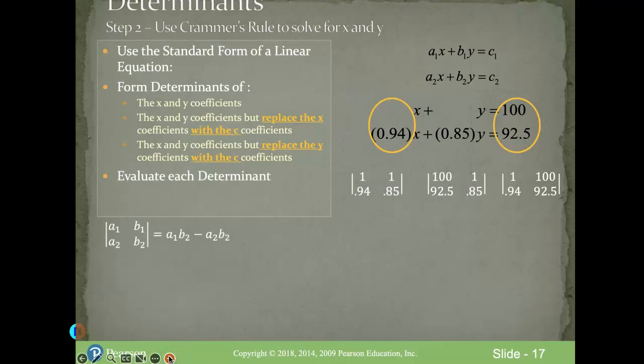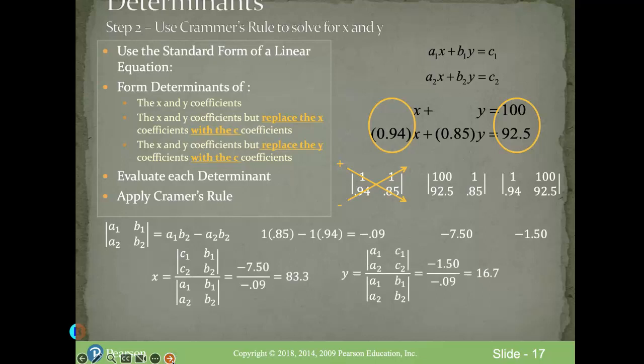Next, we evaluate these determinants. Now, I didn't speak to this earlier in the first slide, but you have already read about it, I'm sure, from section 5.4. To evaluate a determinant, you multiply through these diagonals and subtract those products. Specifically, you multiply through in this way. 1 times 0.85 minus 0.94 times 1. That gives us a value for that first determinant of negative 0.09. Do the same process for the other two. Notice these values, that this next one should be negative 7.5. The last one is negative 1.5.